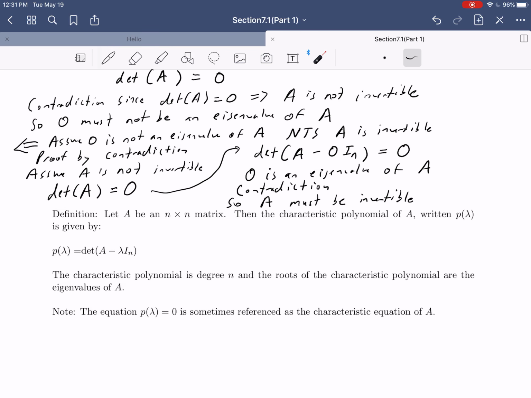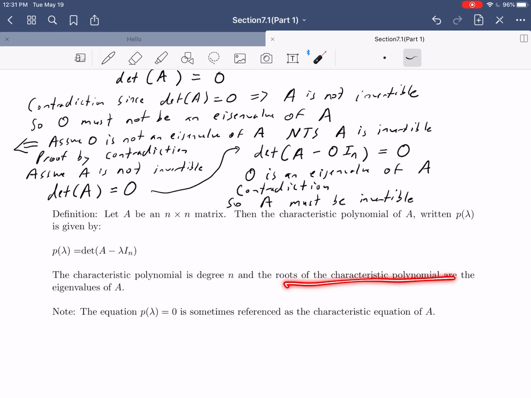So let A again be a square matrix. Then what we're going to be defining here is what's called the characteristic polynomial of A, which is usually written as P of lambda, given by that expression, the determinant of A minus lambda I_n. So that determinant there is called the characteristic polynomial of the matrix. Clearly, and as we'll see in examples, this polynomial is degree n. So if you have an n by n matrix, this polynomial is going to be a degree n polynomial.